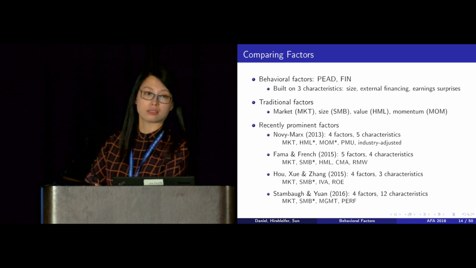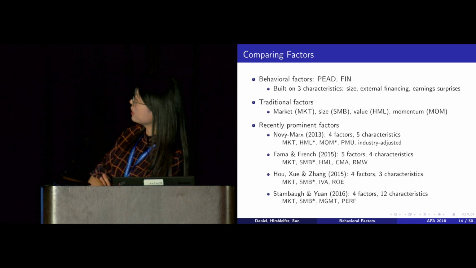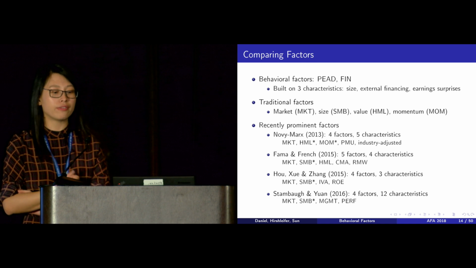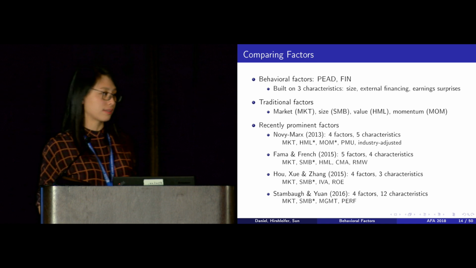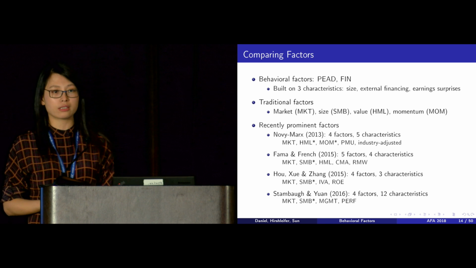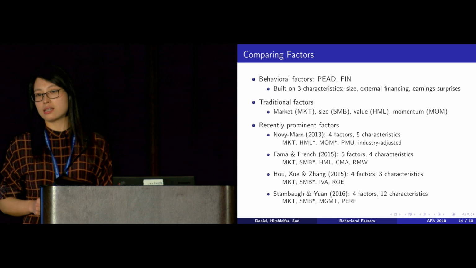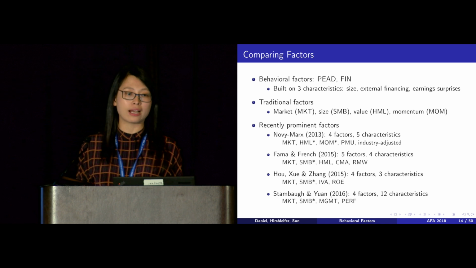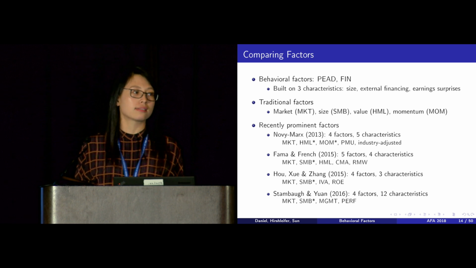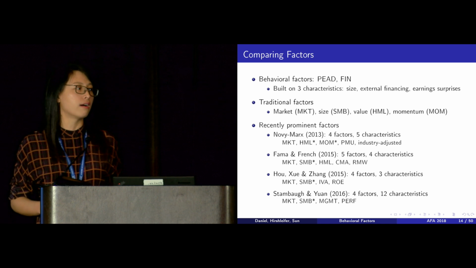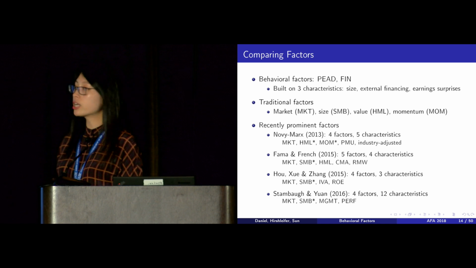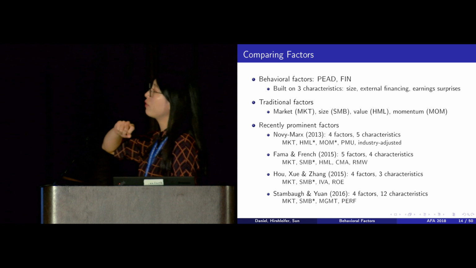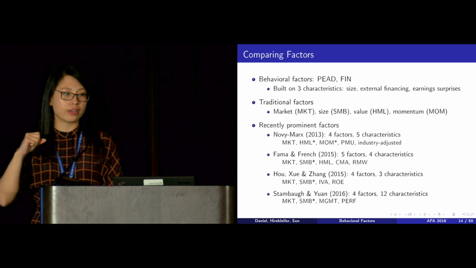We compare with traditional factors and a set of recent prominent factors. Our PEAD and FIN factors are built on 3 economic characteristics: financing, earnings surprise, and also size. Even though we don't have a size factor in the model, we do count size as a separate characteristic because we use it in the 2-way sort method to form the factor. Similarly, we also count size as a separate characteristic for other factors as long as they use the same methodology. And we compare PEAD and FIN with traditional factors and recent factors such as the 4 factors in Novy-Marx's model formed on 5 characteristics.